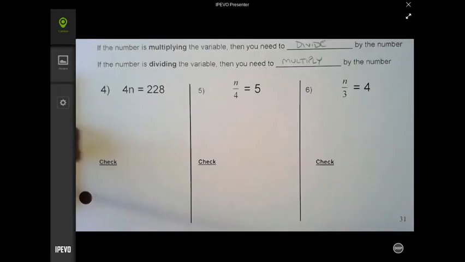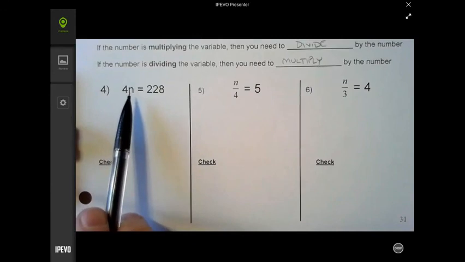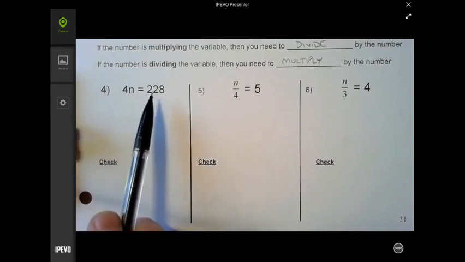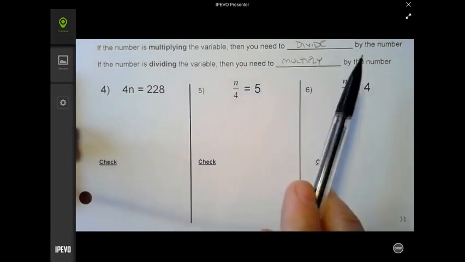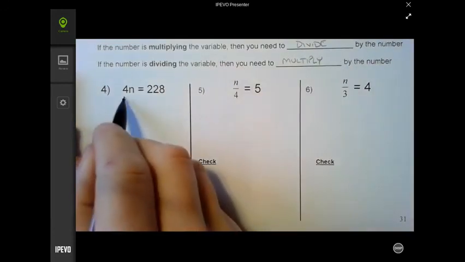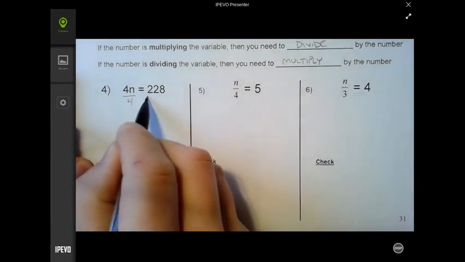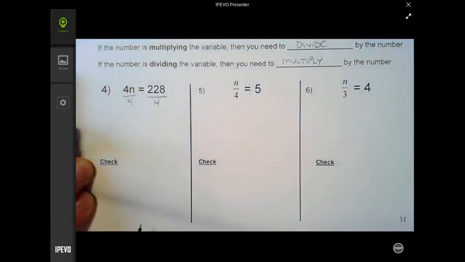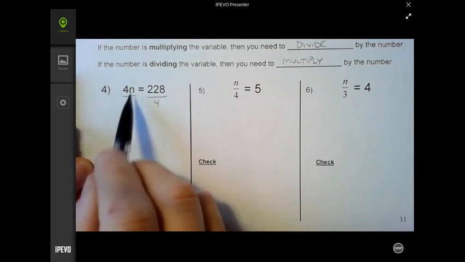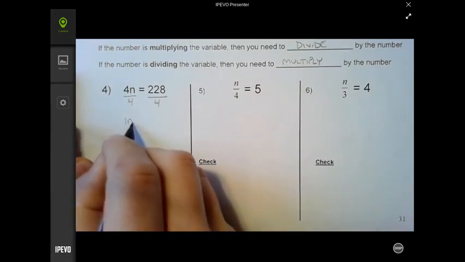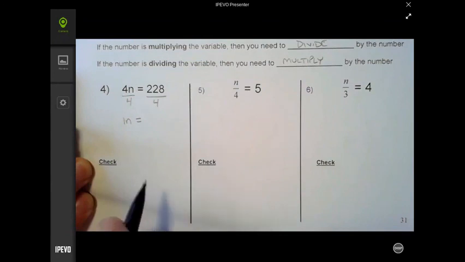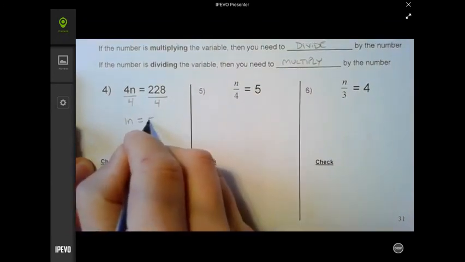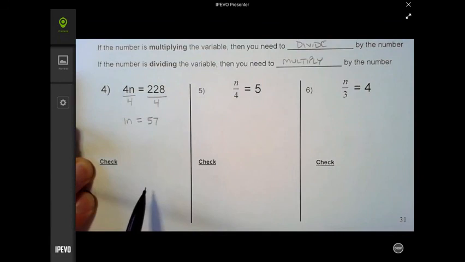In question number 4, 4 is multiplying n. 4 times n equals 228. Since the number was multiplying the variable, then you're going to divide by that number. So I'm going to divide by 4 on the left, and I also need to do that on the right to keep it balanced. 4n divided by 4 is going to be our 1n. And if you divide 228 by 4, if you punch that into your calculator, you would end up with an answer of 57. N equals 57.